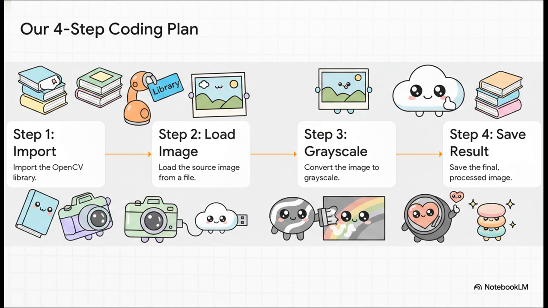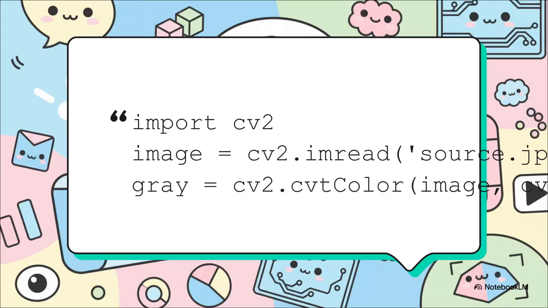That's it. And here's the code itself. See? It's pretty straightforward. That first line, import cv2, is just us saying, hey, let's use the OpenCV toolkit. The next line reads our image file. Then cv2.cvtColor does that key step of converting it to grayscale. And finally, cv2.imwrite saves our new grayscale picture. It's almost like reading plain English.